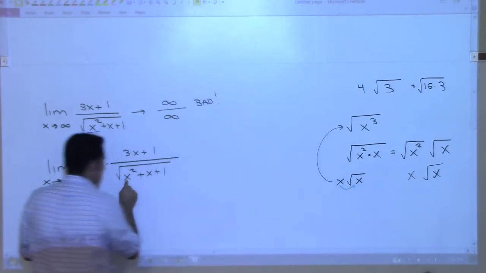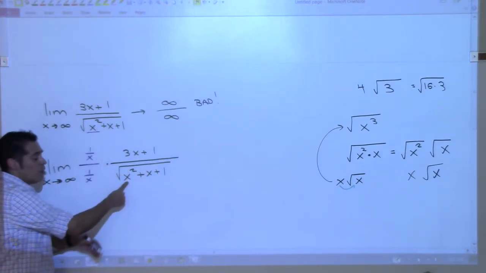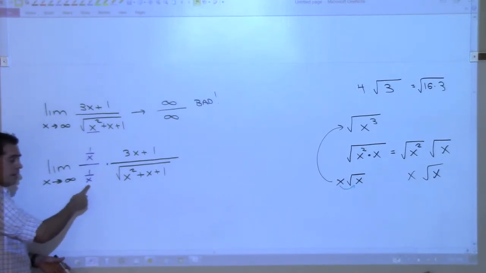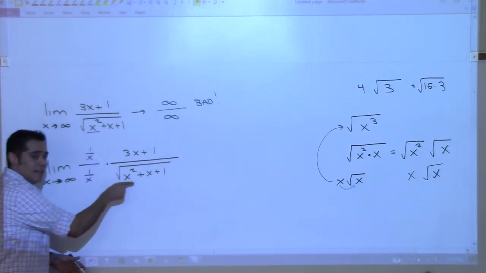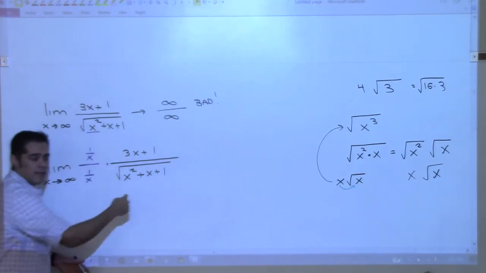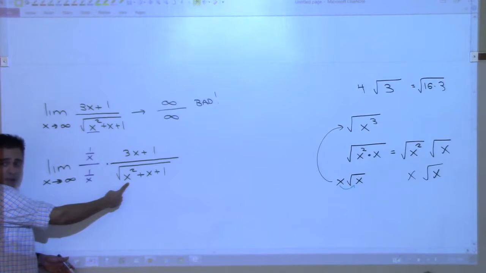If I'm trying to kill this x squared off, I want to divide it by x squared, then I'm going to have to put 1 over x out here, because when I push 1 over x in, it becomes 1 over x squared. And then it will distribute through and kill off that first one. Does that help a little bit?